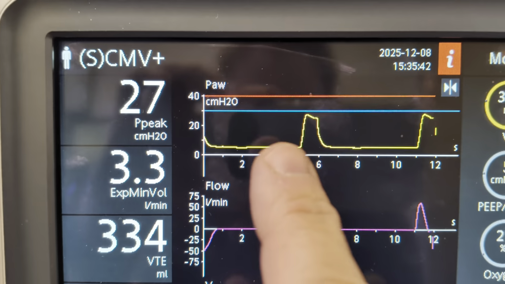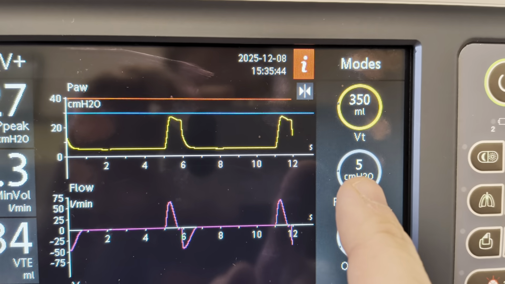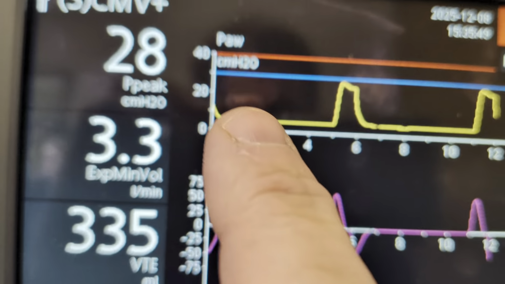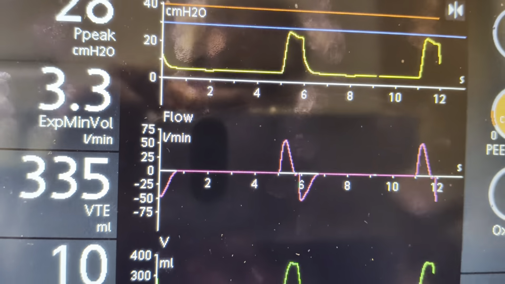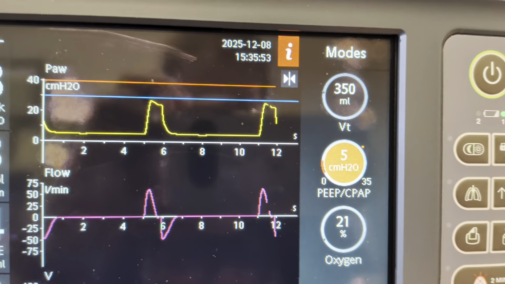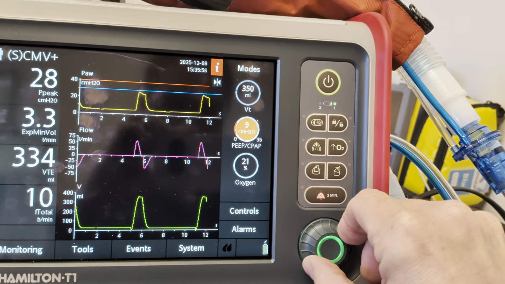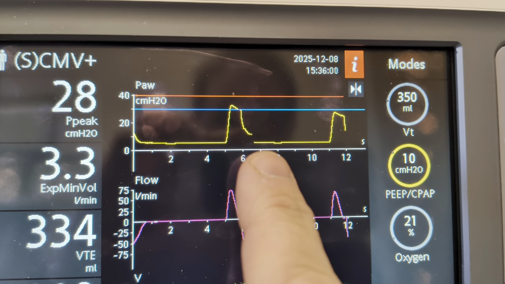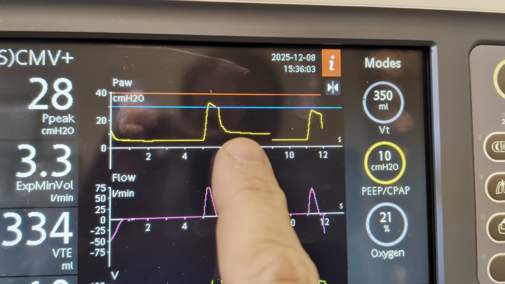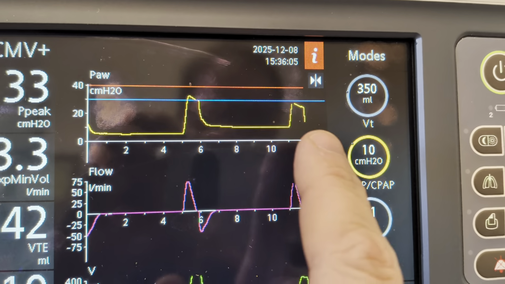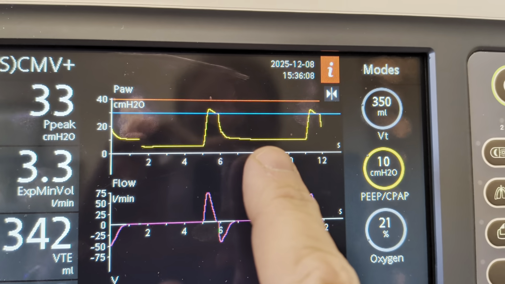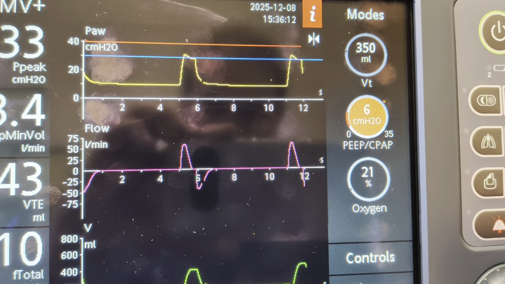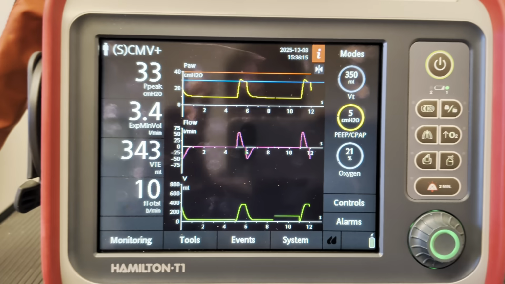You can see it's always above 0 because my PEEP is 5, and assuming I don't have any leaks in my system, the pressure is going to be constant. So if I increase the PEEP to, say, 10, let's give it a couple breaths here, and look what just happened. The pressure that is always there, even at the end of exhalation, increases by 5, and that is going to result in an increase in the overall mean airway pressure.